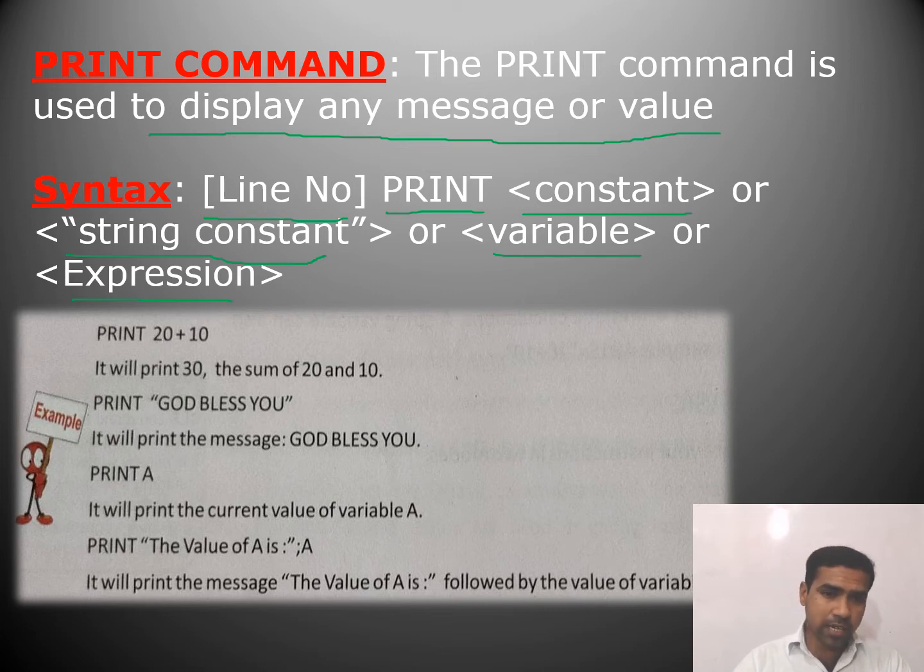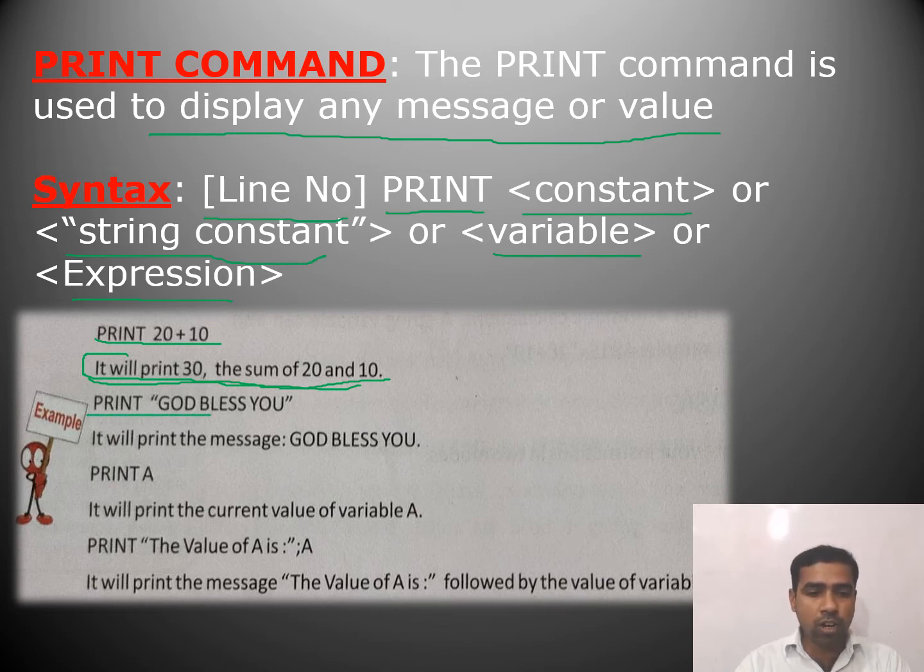Here is one example: print 20 plus 10. How will it print? It will print 30, the sum of 20 and 10. In this way it will print. This is the output, children. When you write this, it will print 30, the sum of 20 and 10, automatically.